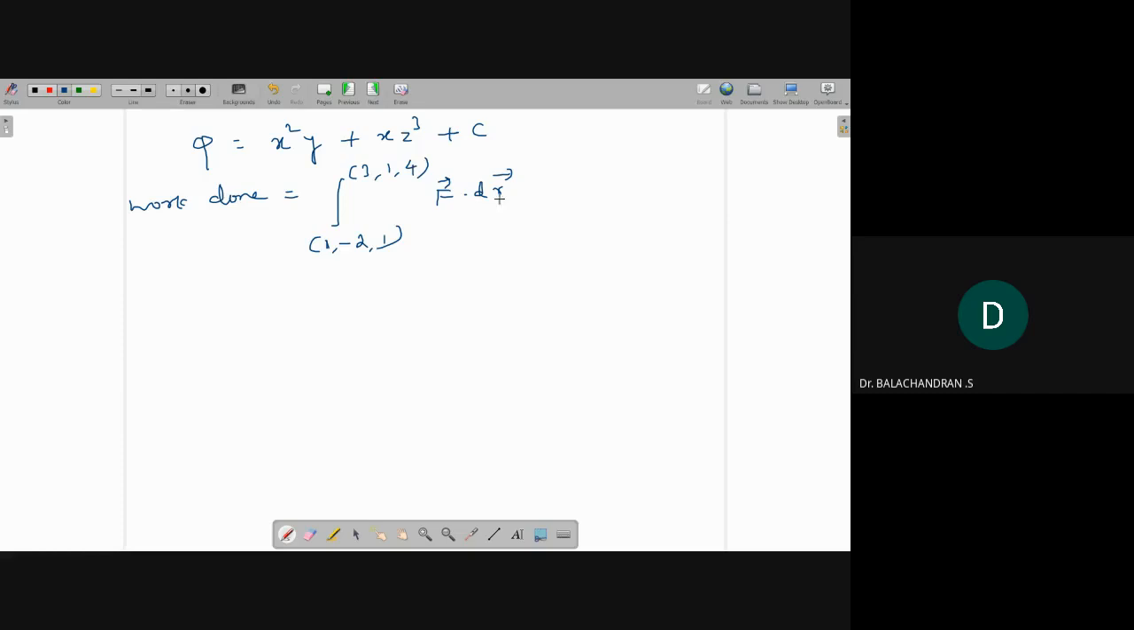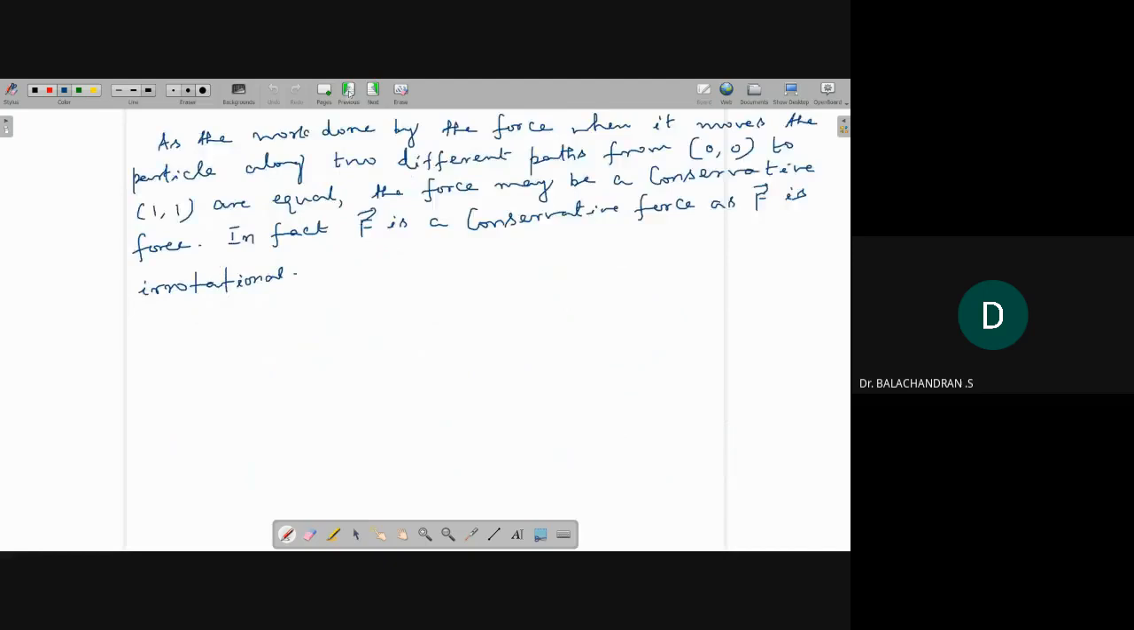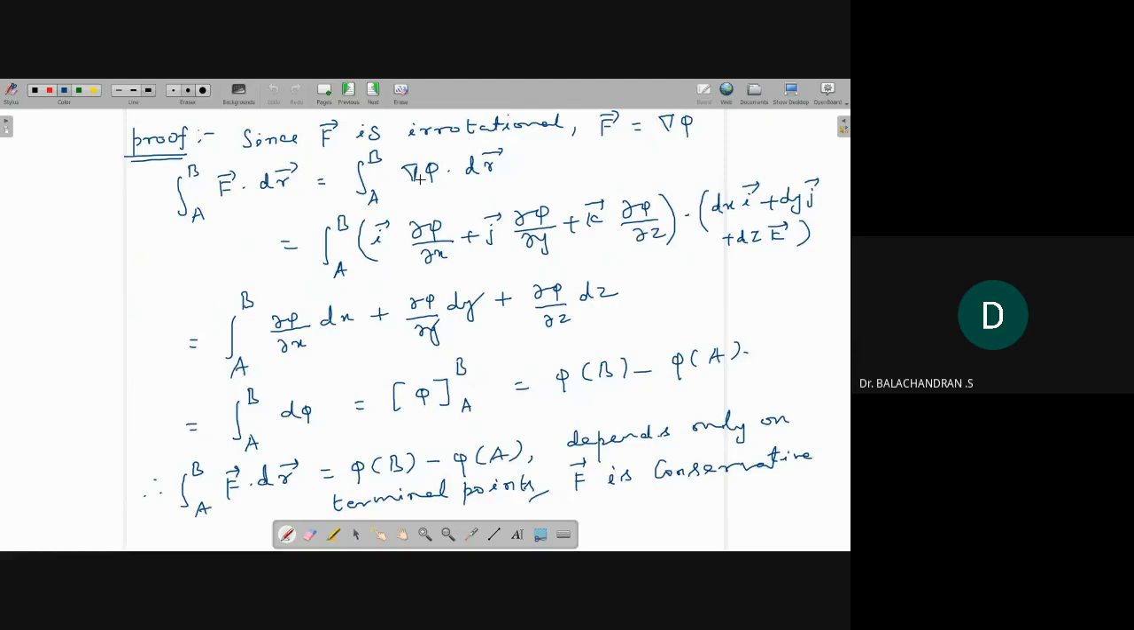Okay, so we know that the F vector is equal to del φ. So the integral of del φ dot dr vector. So this is nothing but del φ dot dr vector is dφ. I am writing directly because we already discussed this: del φ dot dr vector equals dφ. So I skipped these two steps.